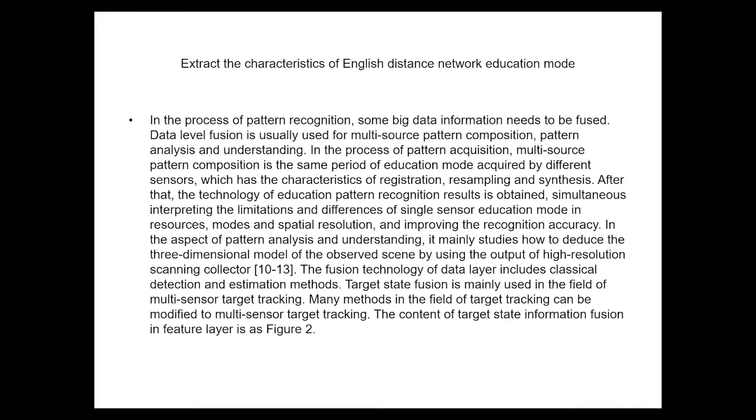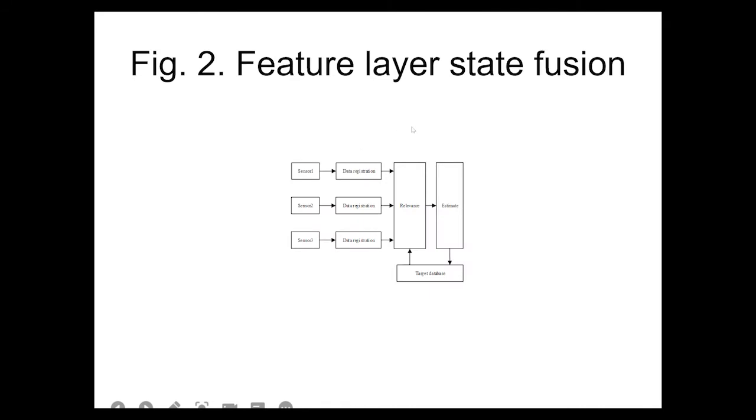The fusion technology of data layer includes classical detection and estimation methods. Target state fusion is mainly used in the field of multi-sensor target tracking. Many methods in the field of target tracking can be modified to multi-sensor target tracking. The content of target state information fusion in feature layer is as Figure 2. This is Figure 2, feature layer state fusion.